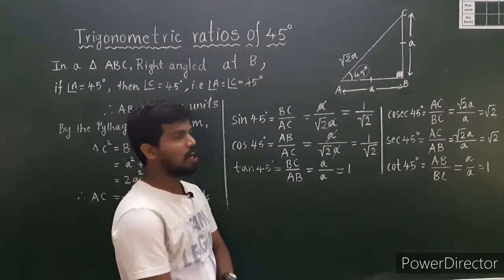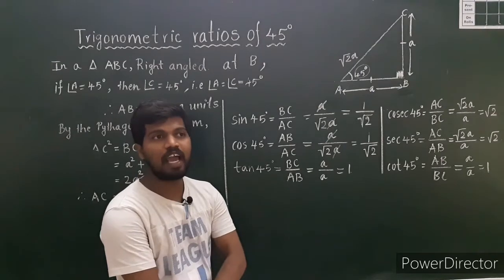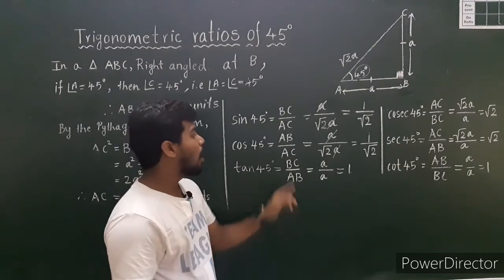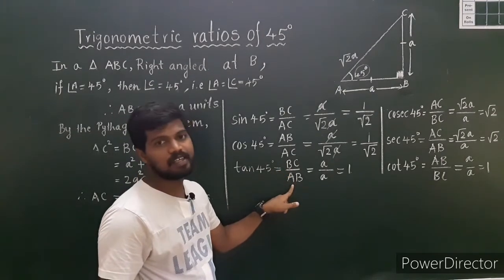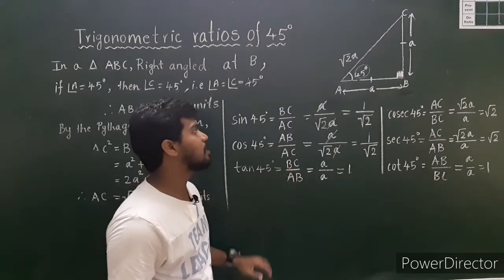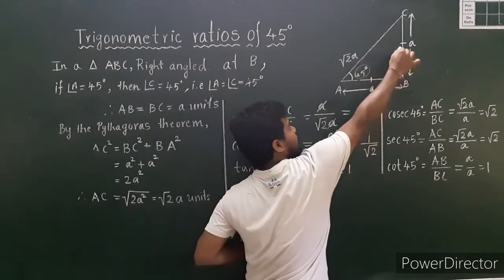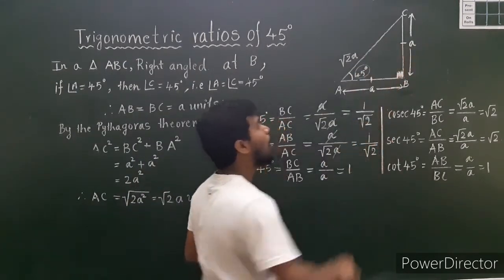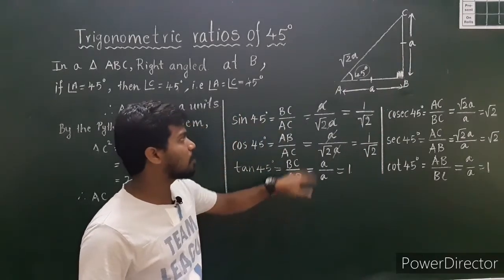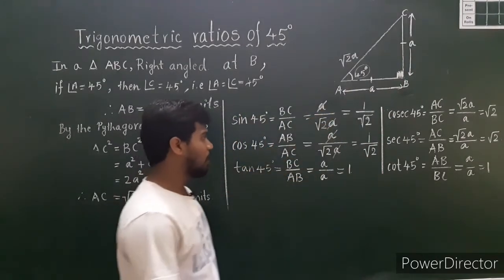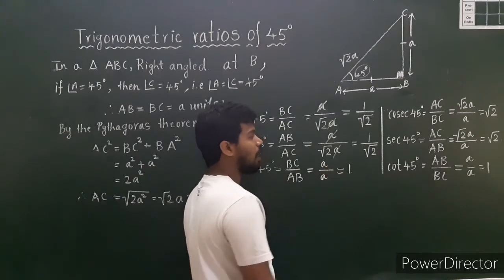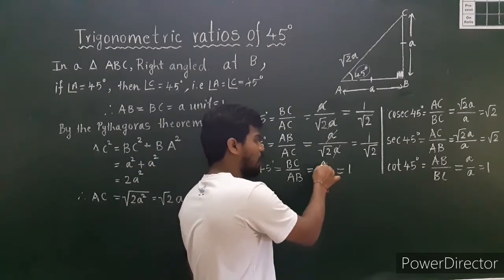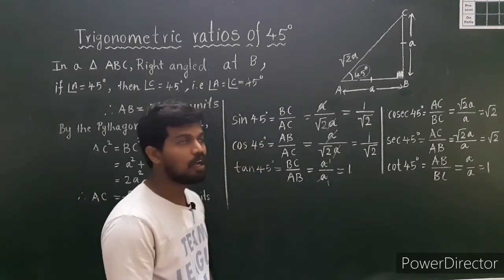Now tan 45 degree. The definition of tan is opposite side by adjacent side. The opposite side here is BC and the adjacent side is AB, so the value is a by a. That is 1 by 1, you get 1.